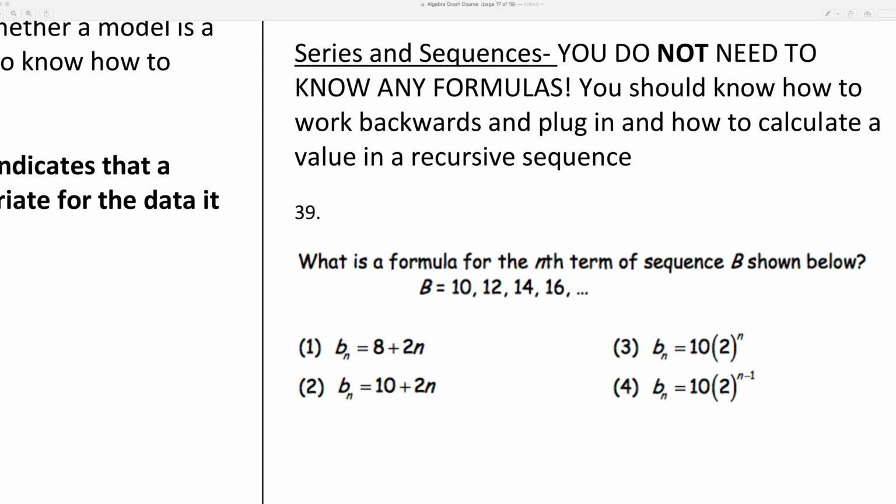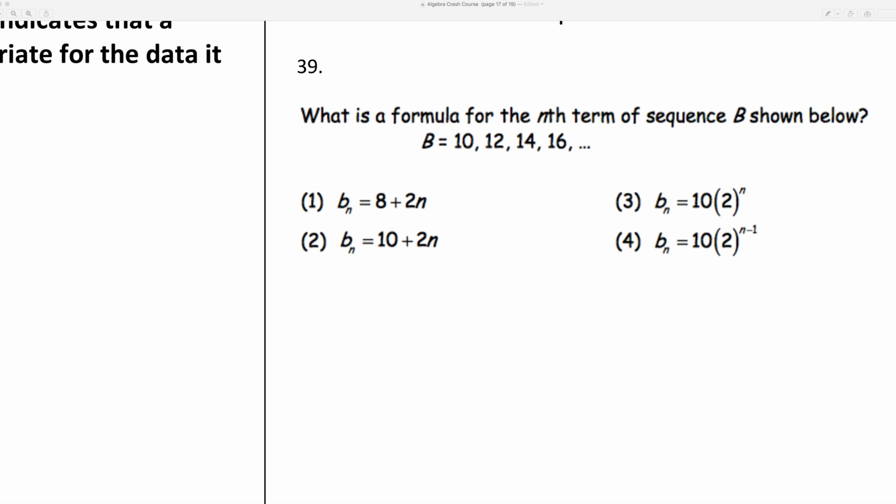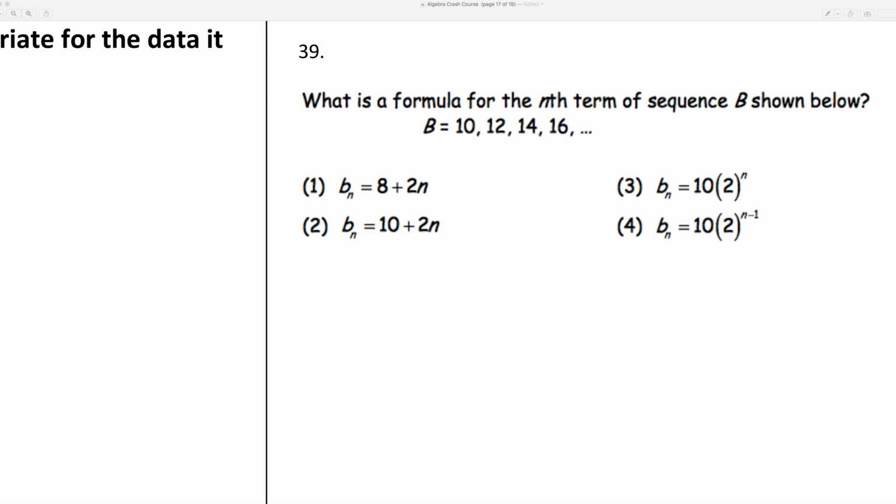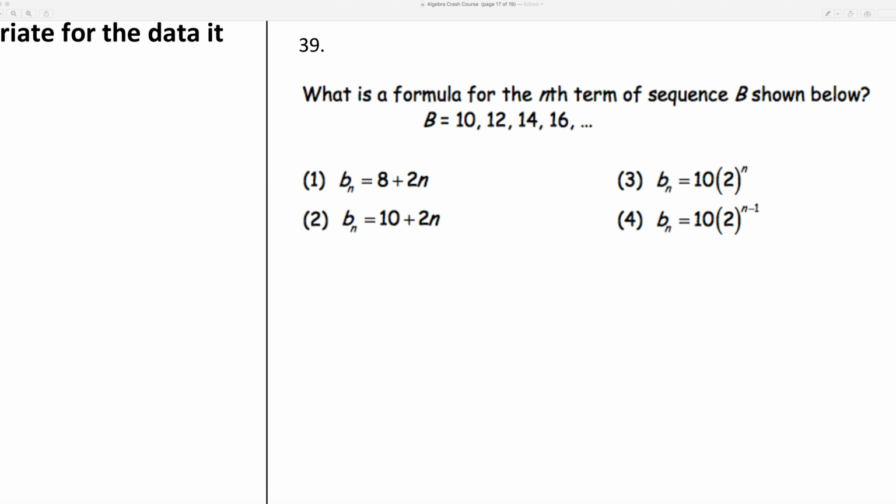Series and sequences without knowing any formulas. A lot of students memorize these ridiculous formulas. What is the formula for the nth term? All we do is we test. So this term is called term number 0. This is called term number 1. This is called term number 2. So what you do is you just plug in, and this is called n, the number of the term. You plug 0 in.